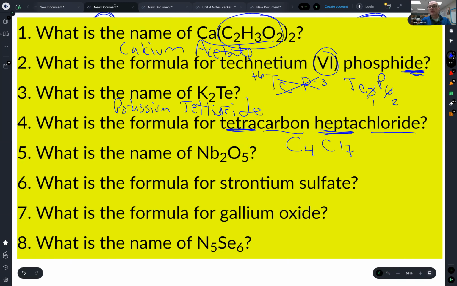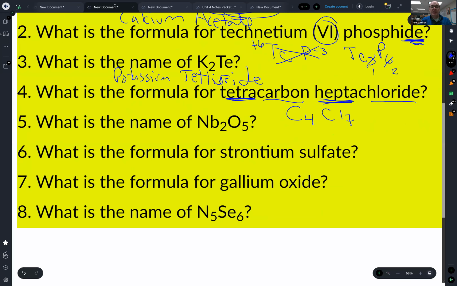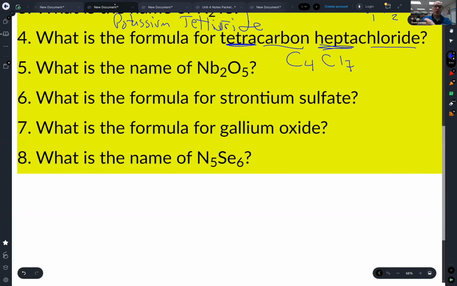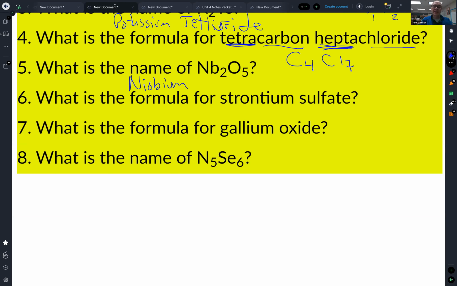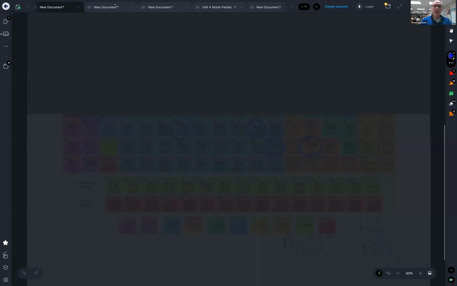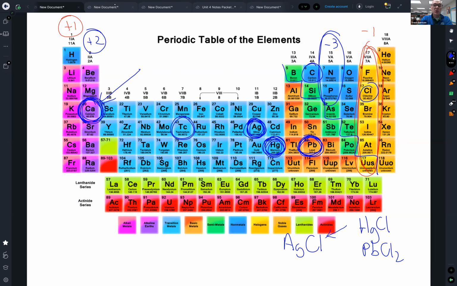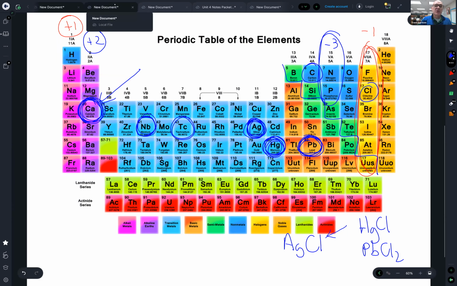All right, number 5. I've got niobium. Niobium is in the middle. Now, I don't know that just by looking at this balanced reaction. I've got to go and look on the periodic table, element number 41, niobium, Nb. It's in the middle, so it needs a Roman numeral.